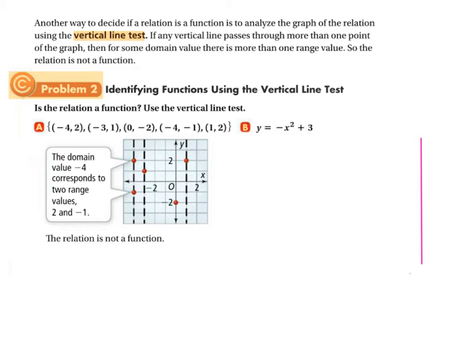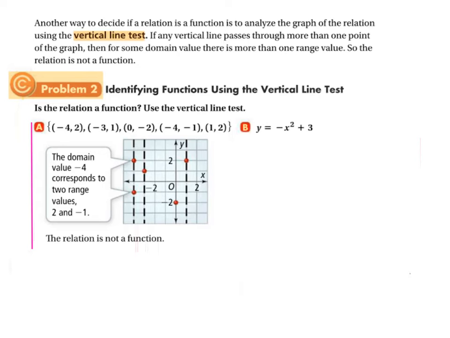Now watch what happens if you take the vertical line and you slide it over here. You see it going through 2 points at once at that particular value of x equals negative 4. And that's because you see here negative 4 produces both 2 up here, and here negative 4 produces negative 1 down here. So the vertical line shows, oh, look, it's going through 2 points at once. That's got to be not a function.